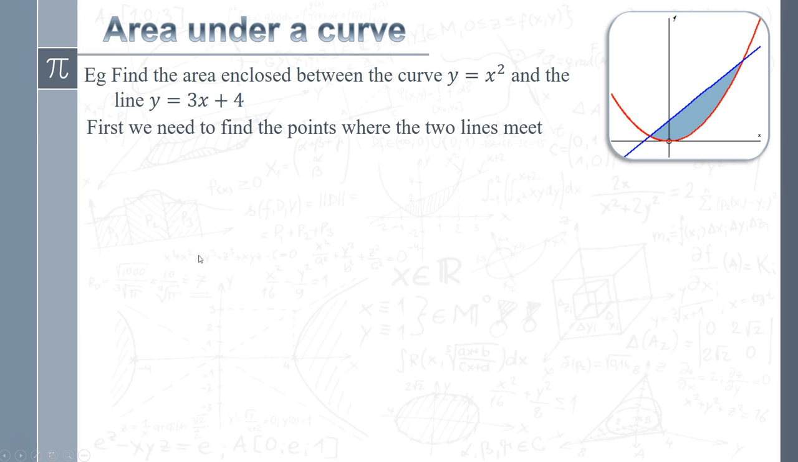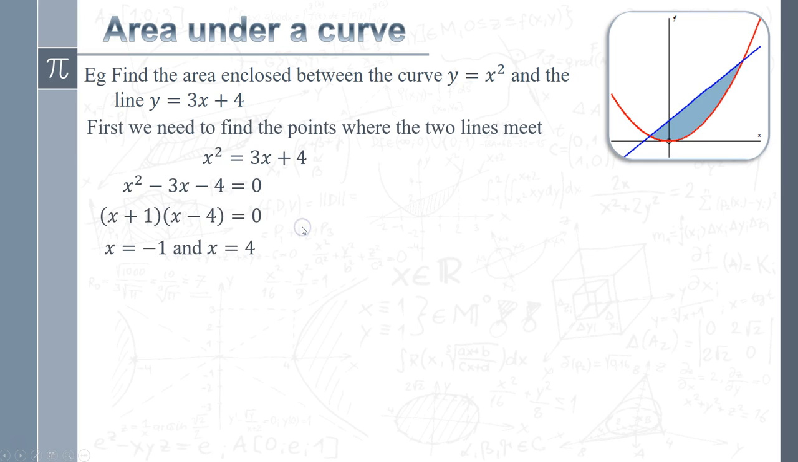First things first, if we're going to be integrating, we need to know the limits, so we need to know where these two lines meet. We can do that by putting the two things equal to each other and solving the quadratic. And there we go, we've got x equals minus 1 and 4. While I'm at it, I'm going to work out the y values as well, and you'll see the reason for that in a second. So we've got this point here, which is at minus 1, 1, and this point up here, which is at 4, 16. So we've figured out where our limits are going to be between our x values.